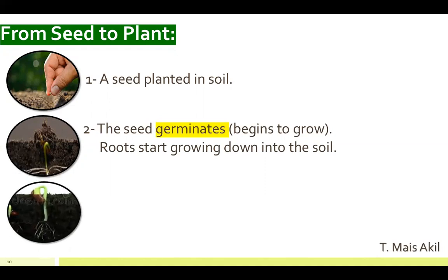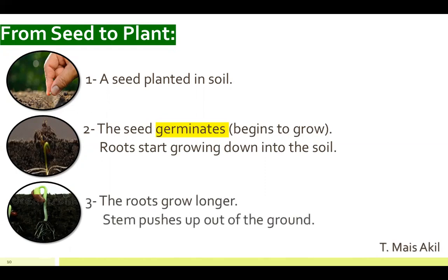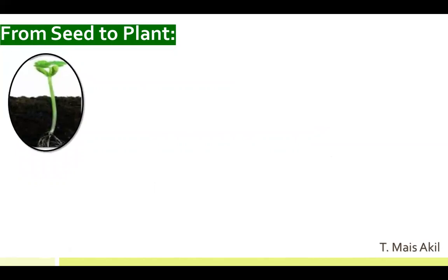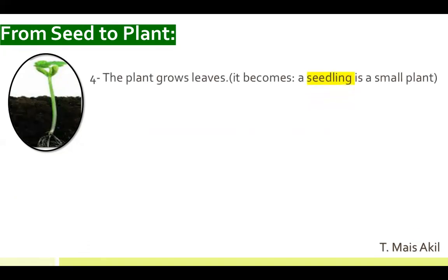After that, as you see, the roots grow longer, and then a small stem pushes up out of the ground. So first the roots grow, then a small stem grows. After that, the leaves begin to grow. And when a plant has small roots, a small stem, and small leaves, we call it a seedling. The plant grows leaves, so it becomes a seedling. Seedling means a small plant.